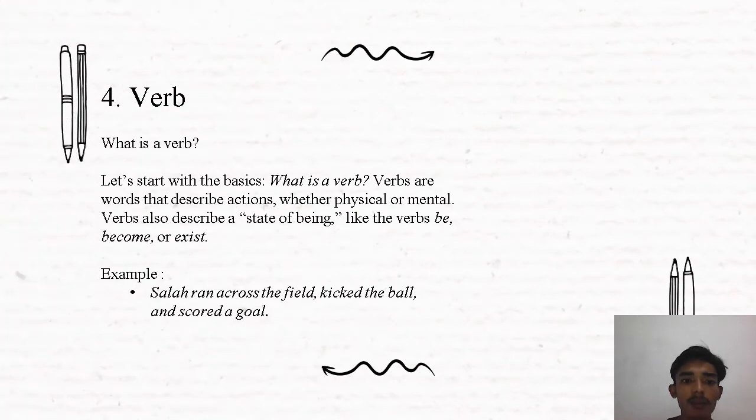Verb. What is a verb? Let's start with the basics. Verbs are words that describe action, whether physical or mental. Verbs also describe a state of being, like the verbs be, become, or exist. Example: Salah ran across the field, kicked the ball, and scored a goal.